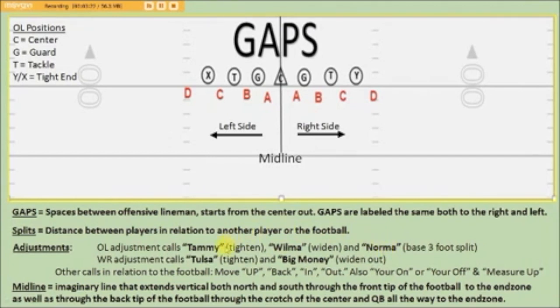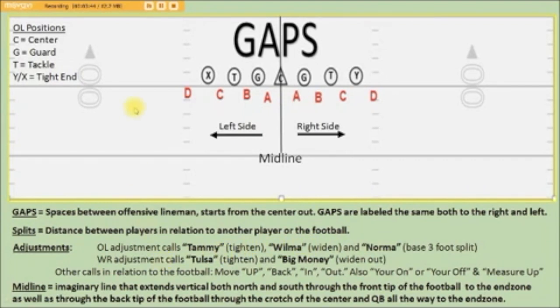Well, this indicates what we want you to do with your split. If we're saying Tammy, Tammy, Tammy, we're saying, hey, tighten your split. So move closer to the football, tighten down. If we say Wilma, Wilma, Wilma, we're telling you to widen your split out. And then Norma is just get a basic 3-foot split. You'll see coaches screaming this stuff to you to adjust your splits on the offensive line.